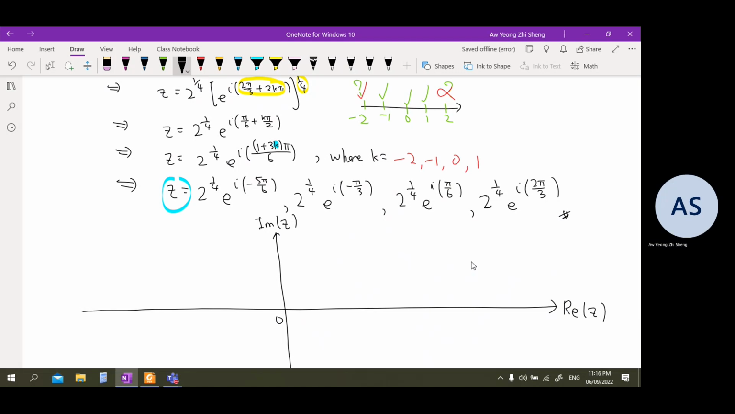Right. So we do not need to convert all these roots into Cartesian form, because that will be an unnecessary trouble. When we have the exponential or modulus-argument form, just by looking at the modulus and argument, we can already plot the points on the Argand diagram. We don't need to convert to Cartesian form.